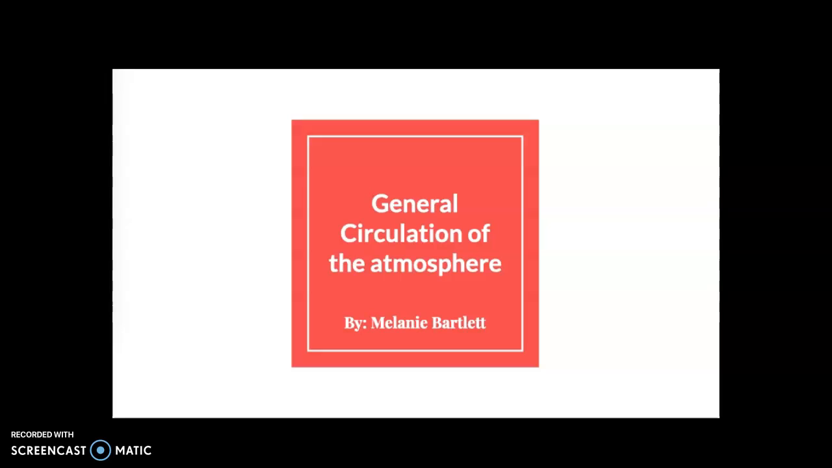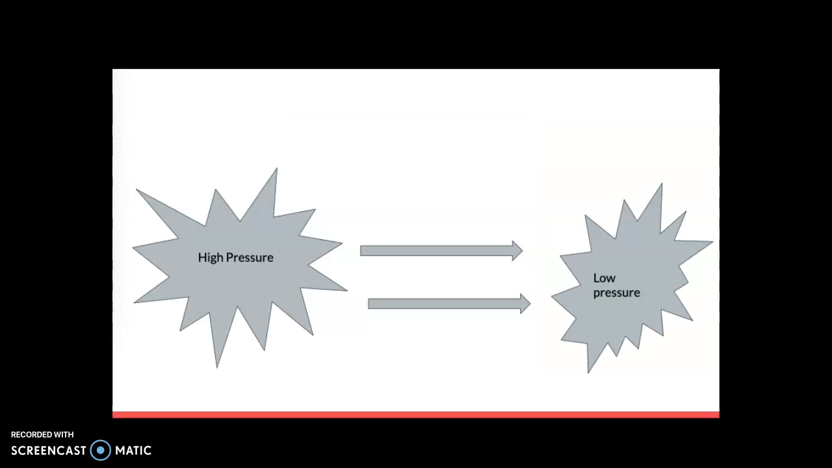Today we're going to be talking about the general circulation of the atmosphere. Wind typically flows horizontally due to differences in air pressure. Air flows from high pressure to low pressure.